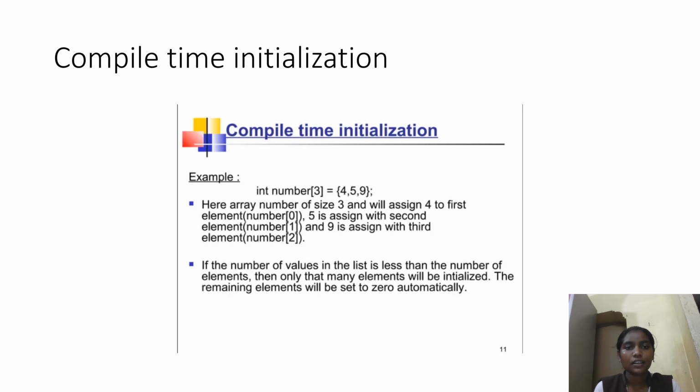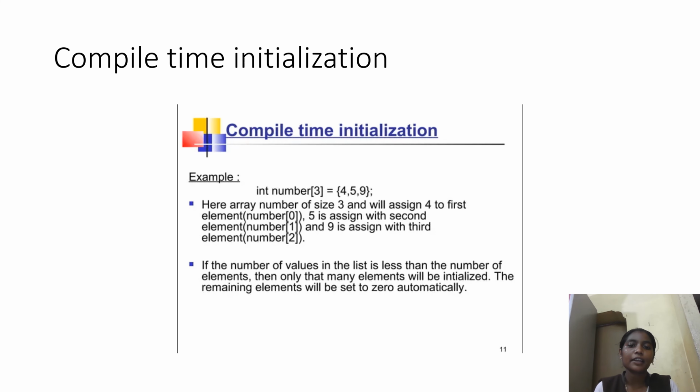Next, here we can see the example of compile time initialization. Data type, array name, size equals to list of elements. This is also a syntax of compile time initialization.